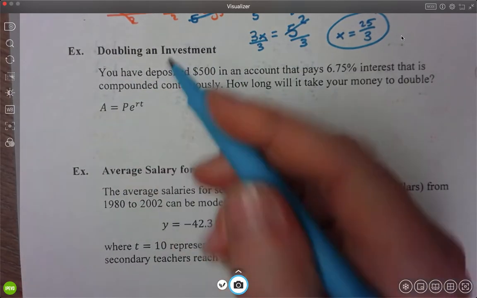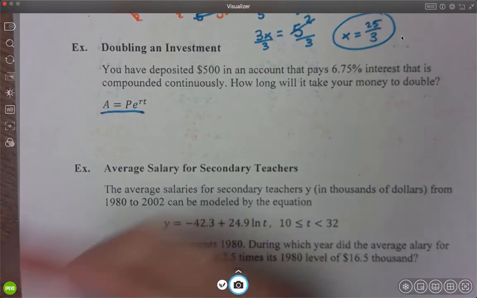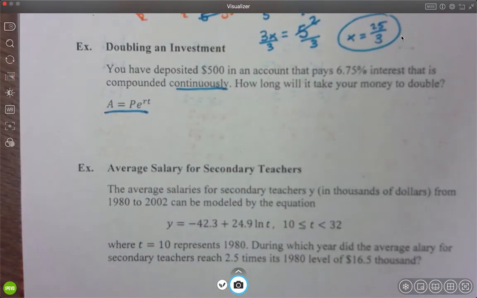So this is a PERT equation because we're using compounded continuously. You've deposited $500 into an account.